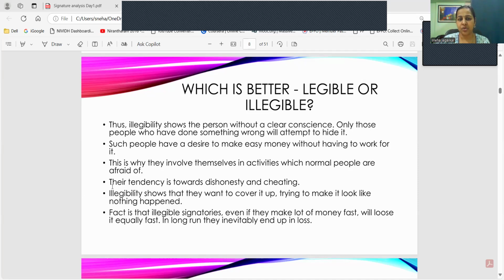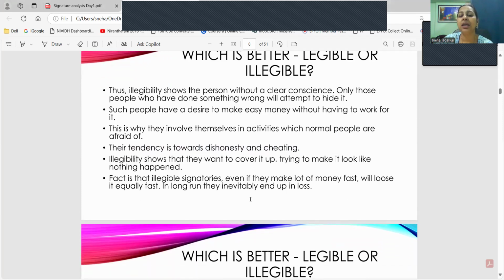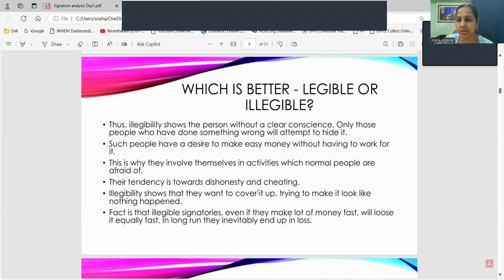As I've mentioned here, the tendency is towards dishonesty and cheating. Then illegibility also shows that they want to cover it up, trying to make it look like nothing happened. The fact is that with illegible signatures, even if they make a lot of money fast, they will lose it equally fast. In the long run, inevitably, they will end up in loss. So if anybody has an illegible signature, please avoid that and change it to a legible one as soon as possible. That's required.